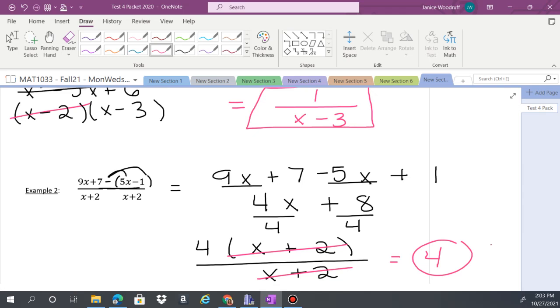I don't know how much time we have for practice problems, but you guys can work on these for about 5 minutes. It should be pretty quick though, and then we'll go over them.